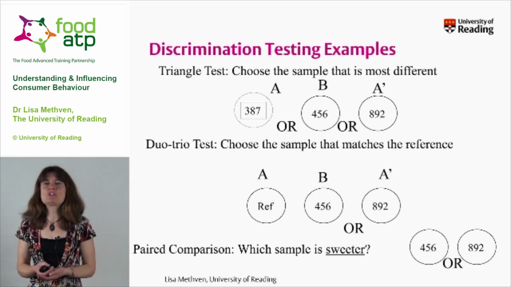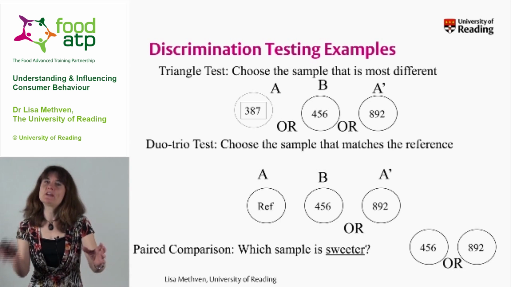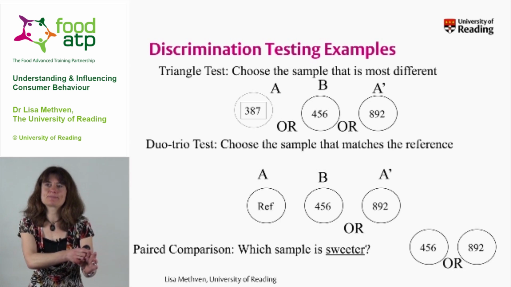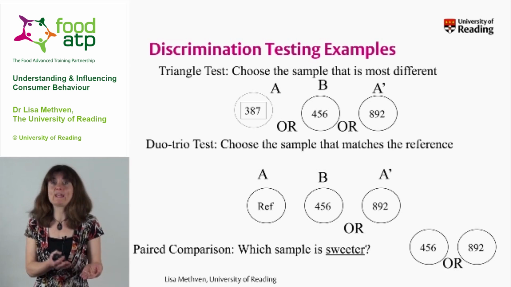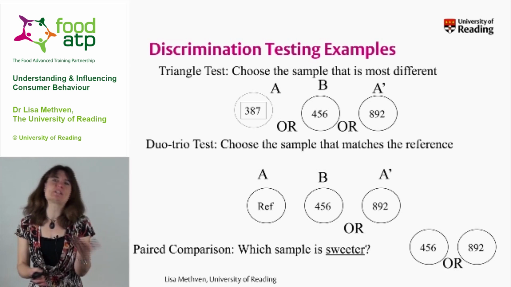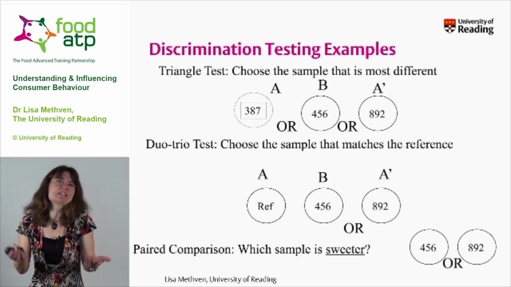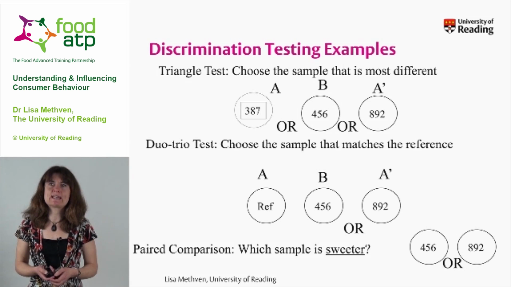There are other tests you could do. There's ones called duo-trio tests, where again you present 3 samples, but in this case you mark one as the standard and you say to the assessor which one of the other 2 is the same as the standard. You can also do what we call paired comparisons, and they can be directional. In other words, you could tell people what the attribute is you're looking at. So of these 2 samples, which is the sweeter, or which has the most bubbles, or whatever it is that you're interested in. So those would all be examples of discrimination tests.